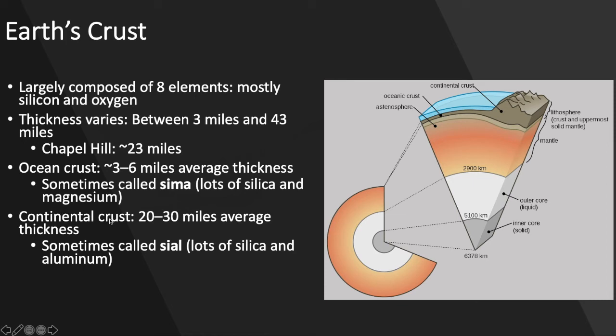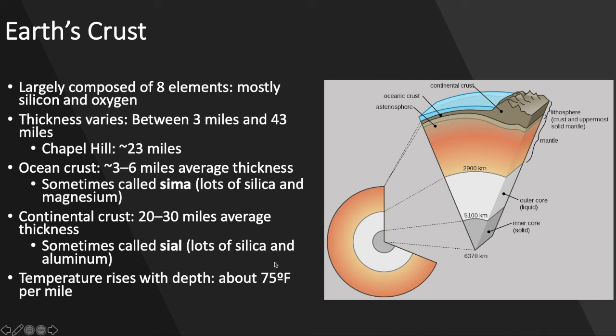Continental crust, on the other hand, is much, much thicker, as this figure illustrates, right? We have the oceanic crust, which is relatively thin, the continental crust, which is very thick. The continental crust is about 20 to 30 miles in average thickness, and it is sometimes referred to as sial. And so the Si, of course, comes from silica, and the Al comes from aluminum. And so the sima refers to those primary compounds that you would see in the oceanic crust, and the sial refers to the compounds that you would normally see in the continental crust, that being silica and aluminum.